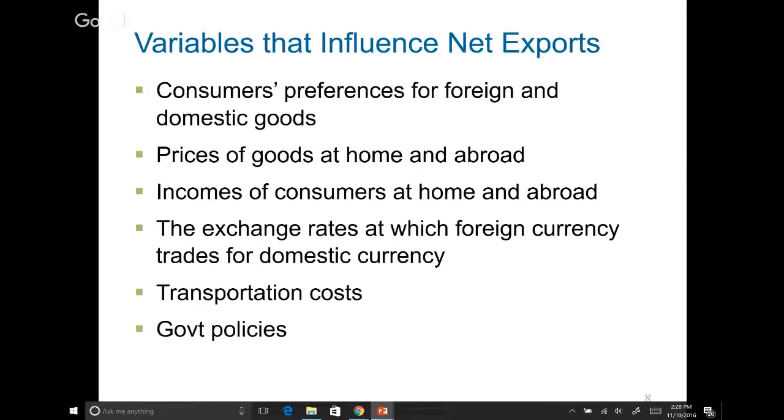Oh, this is important. So some variables can influence your net export. So first, consumer preference for foreign and domestic goods. Sometimes it doesn't matter what kind of good you have. It's just that sometimes we prefer to have more foreign produced goods. For example, we produce wines in America. California, Napa Valley produce a lot of wines, but we still prefer wines from Italy or France. So those would be consumer preference for foreign goods.